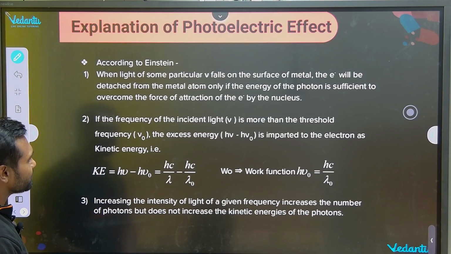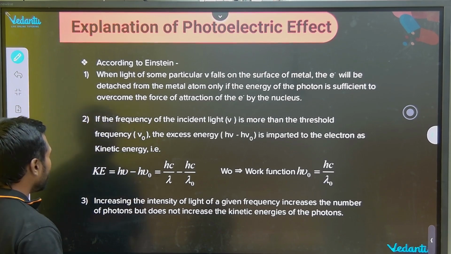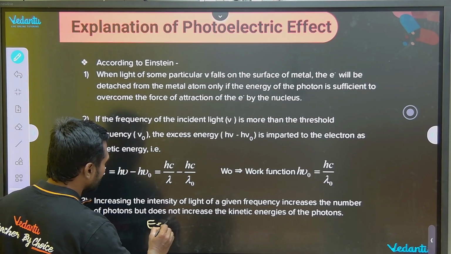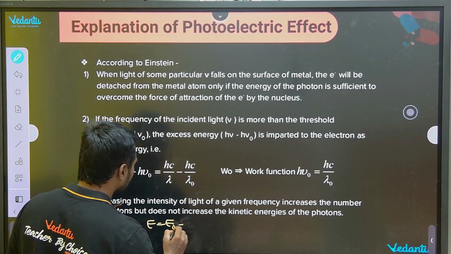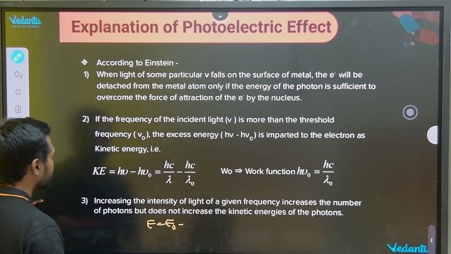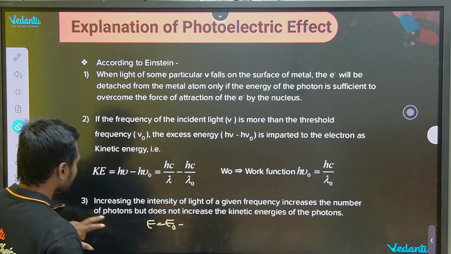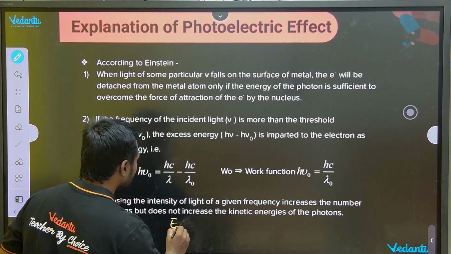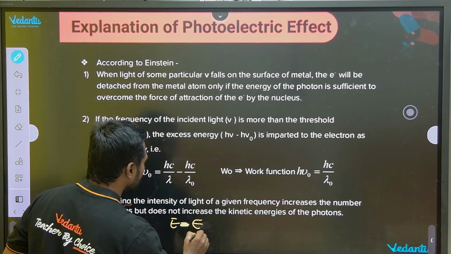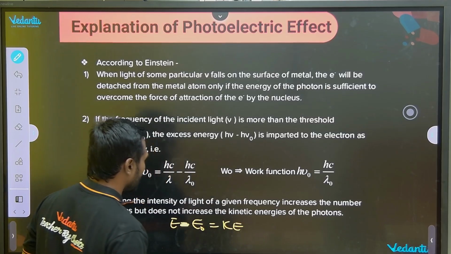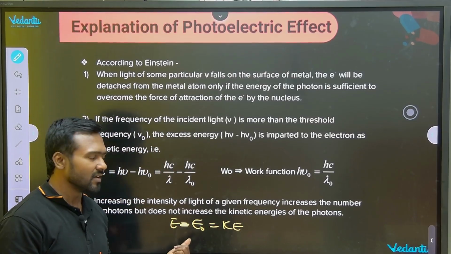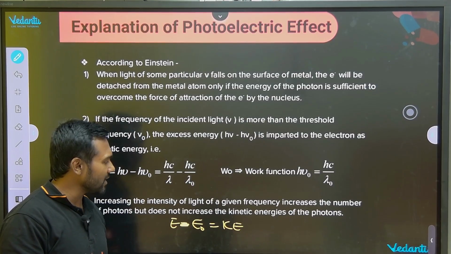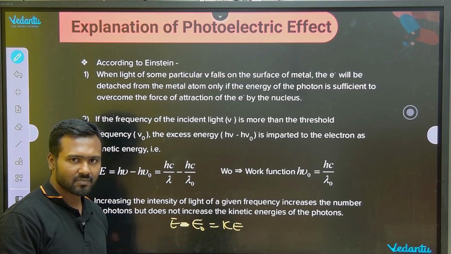So what is the formula? The formula is E minus E naught is equal to kinetic energy. That means, of the energy the incident light has, the threshold energy will be used, and the remaining energy will come out as kinetic energy. Right?